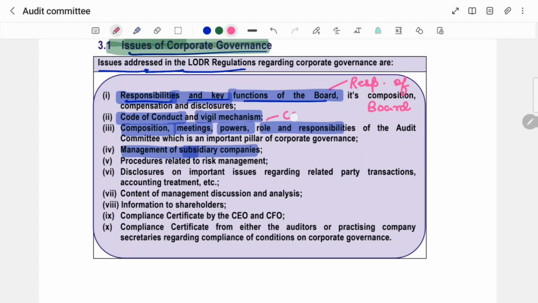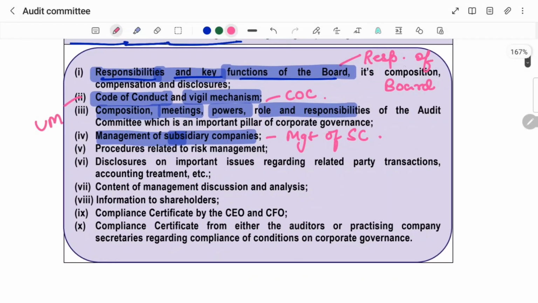then is the COC, which is code of conduct. VM is the vigil mechanism. Then is the management of SC, that is subsidiary companies. If you recall it now, it's so easy to recall: responsibilities of board, COC, vigil mechanism and management of SC, that is subsidiary company.